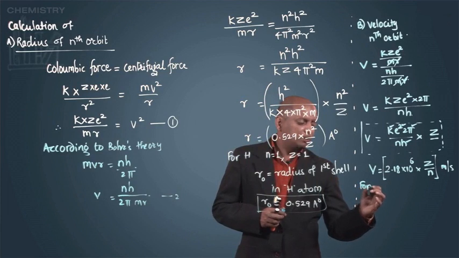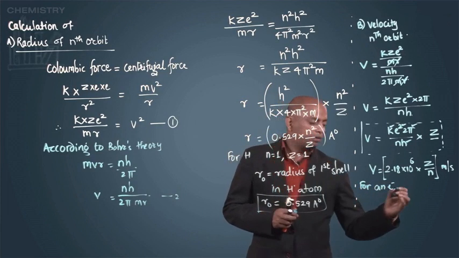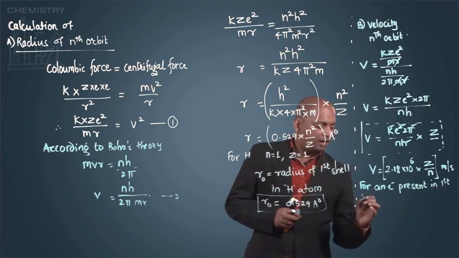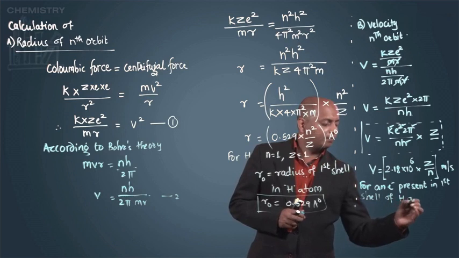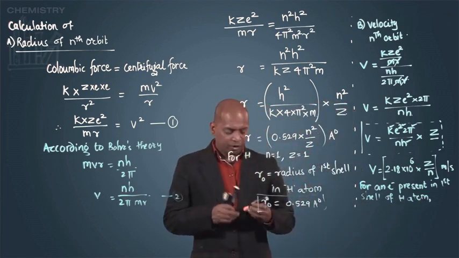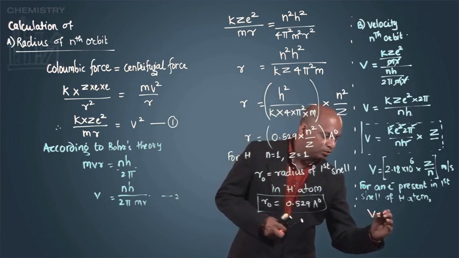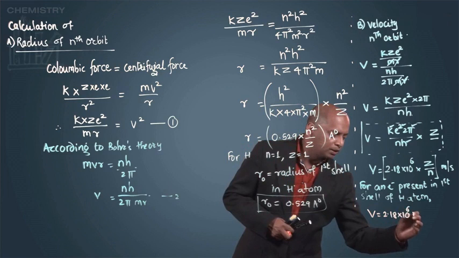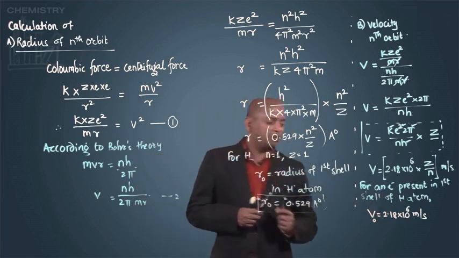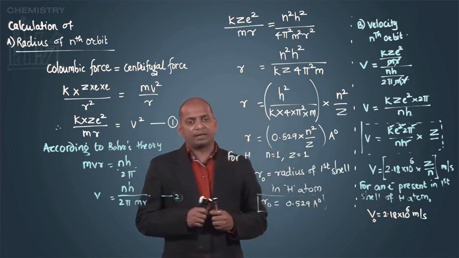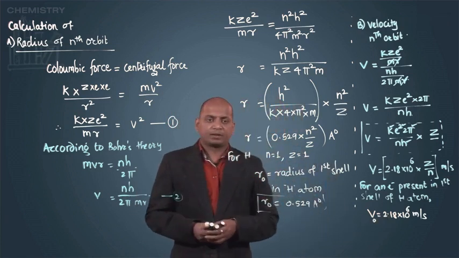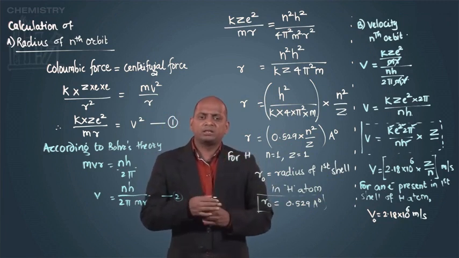So for an electron present in the first shell of the hydrogen atom, what will that value be? The velocity is equal to 2.18 into 10 raised to 6 meter per second. I call it V0 now. V0 means the velocity of an electron present in the first shell of the hydrogen atom. This way we can now calculate the radius as well as the velocity of the electron. In our next session, we will be calculating the energy, the total energy of the electron.